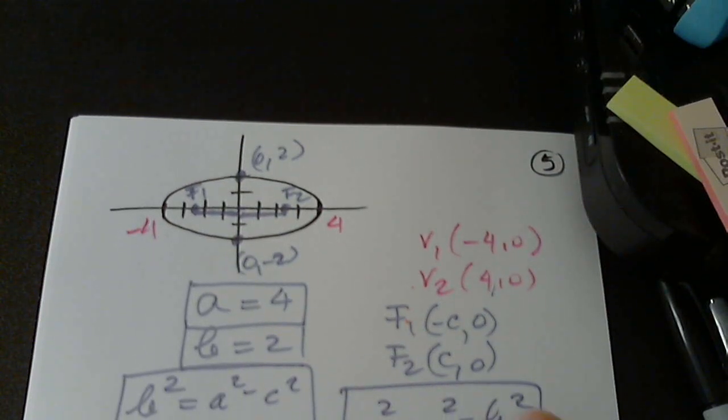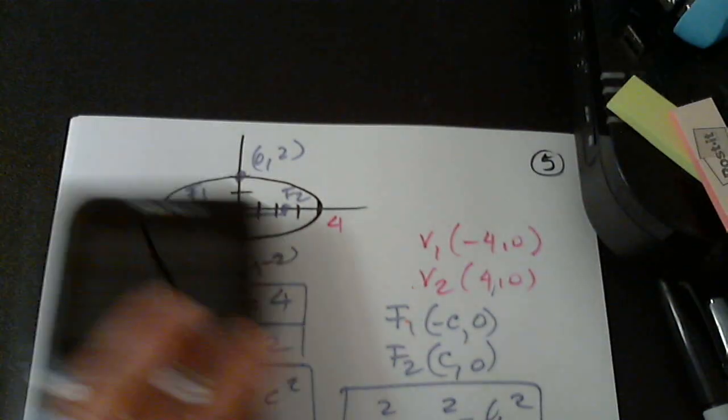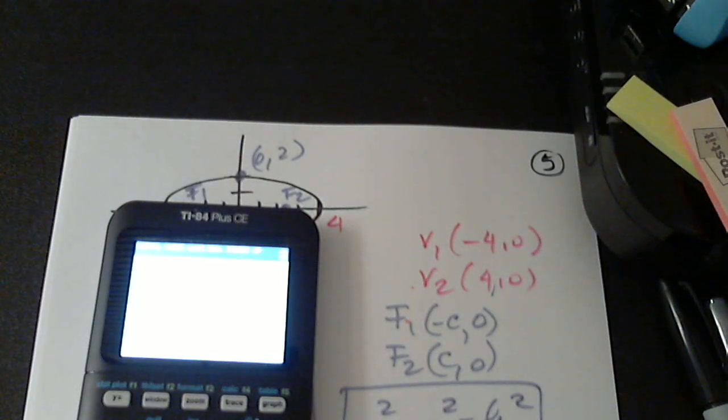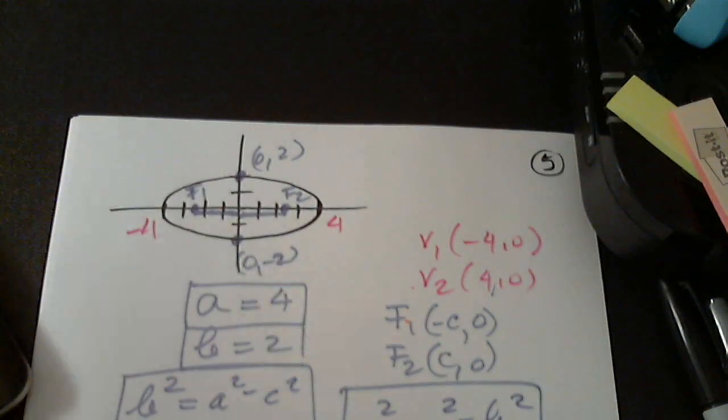So c squared will be, a squared is 16 and b squared is 4, so c squared equals 12. The square root of that, so c equals the square root of 12. What is the square root of 12? 3 point what? Square root of 12 is 3.46, approximately 3.5.